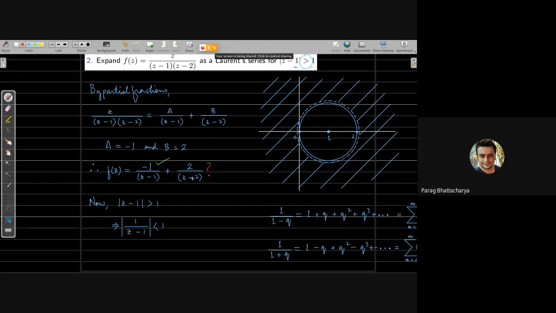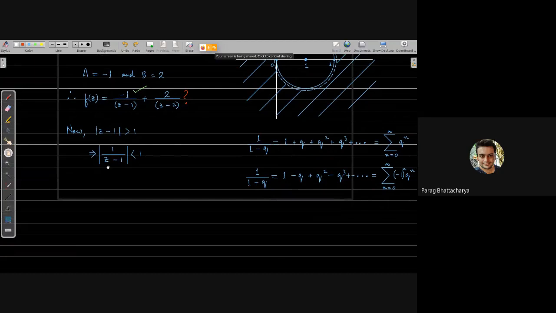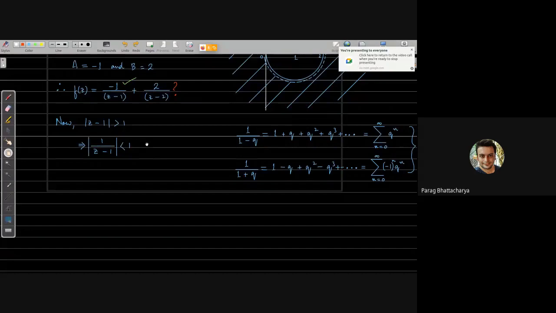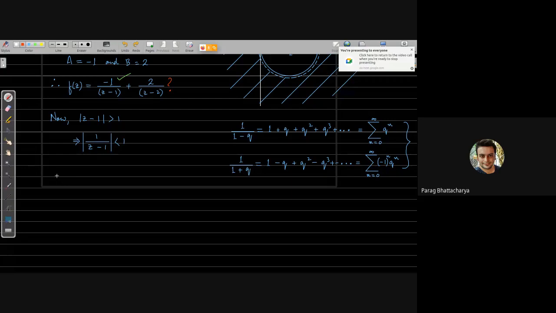So how do you work on this a little bit? We need to write this in a form so that we can express it like this. Just give me a second. Somebody's trying to join. So we'd like to write it in this form. So how do we go about doing that? First, let me bring this 2 by z minus 2. 2 divided by z minus 2. This is the term that we're interested in. This we write as, I'll take the 2 outside, times, you could do something like this. In the numerator, because I have taken 2 outside, we'll have 1. And in the denominator, we have z minus 2. I could write this as z minus 1 minus 1. I could do that, right?